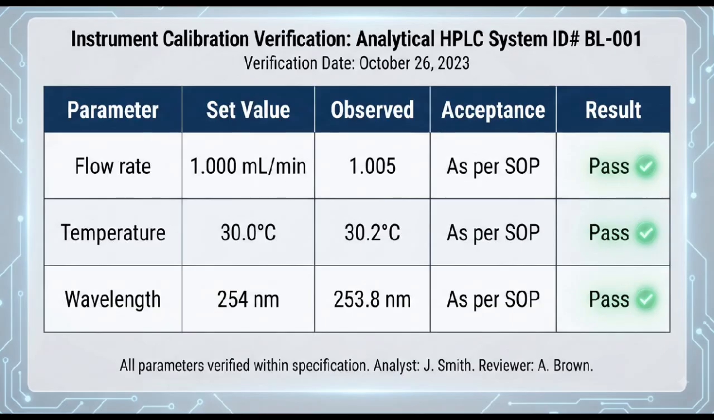Example of calibration results. Let's look at a simple example. Suppose the program flow rate is 1 ml per minute and the observed flow rate is 1.005 ml per minute. If the result meets the predefined acceptance criteria, the test passes. Similarly, if the column oven is set to 30 degrees and the measured temperature is 30.2 degrees, the result is assessed against the approved tolerance.